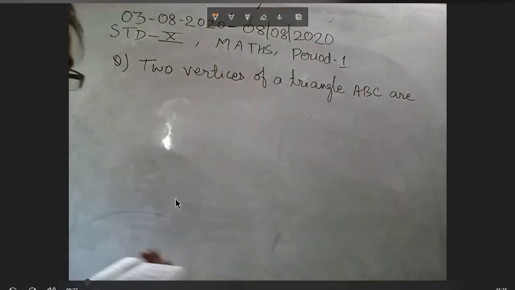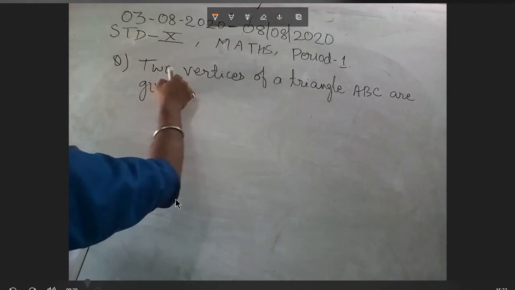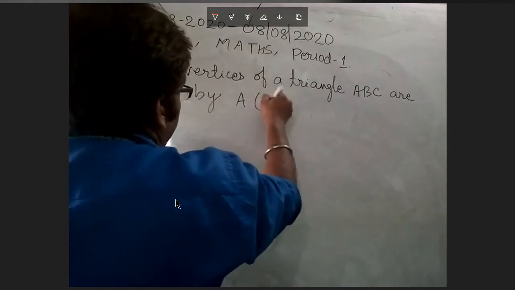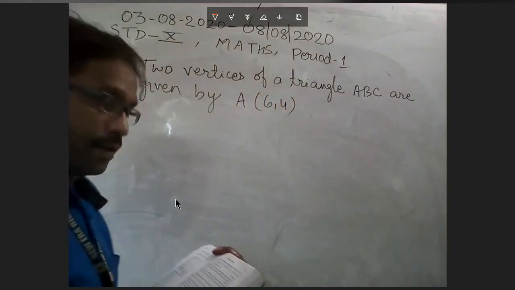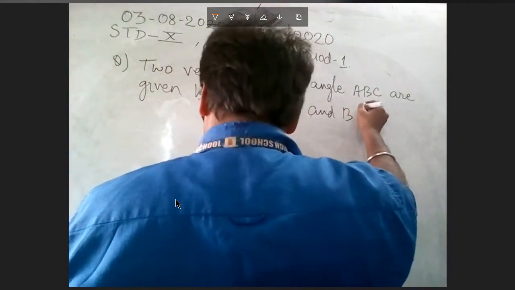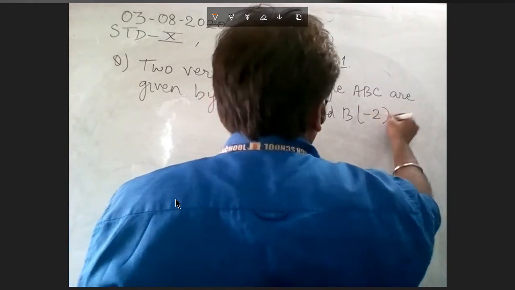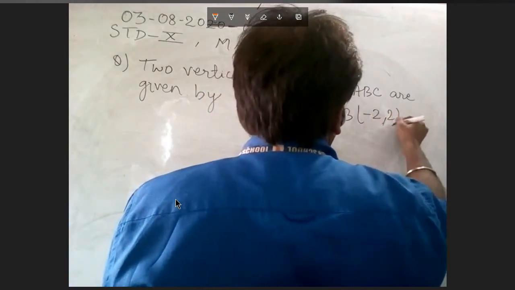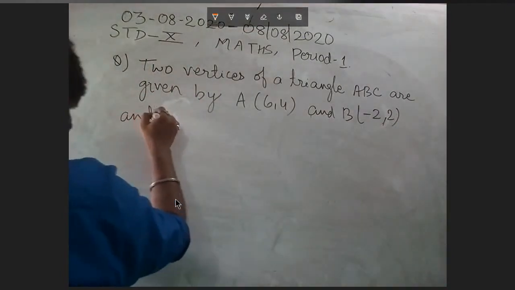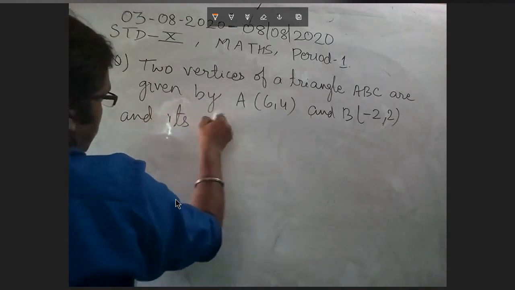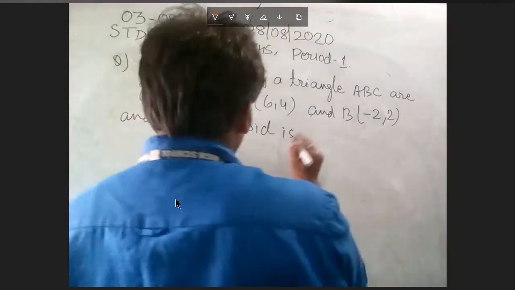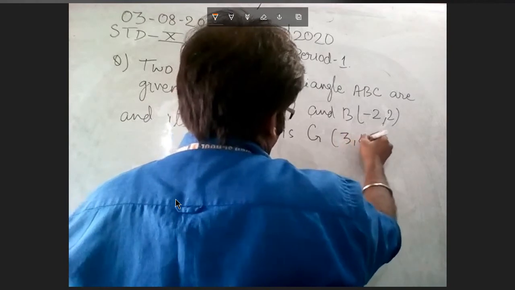Question is saying that two vertices of a triangle ABC are given. That coordinates also I am writing. Coordinates of A are 6 and 4, and coordinates of B are -2 and 2. Then they have given us the coordinates of centroid also, and its centroid is 3 and 4.